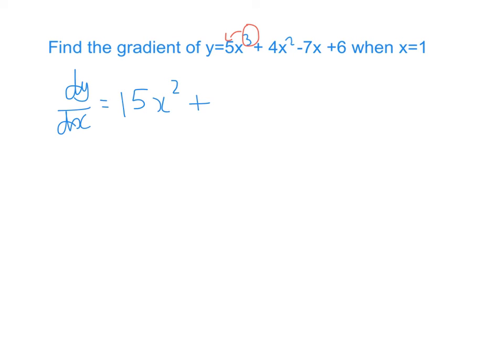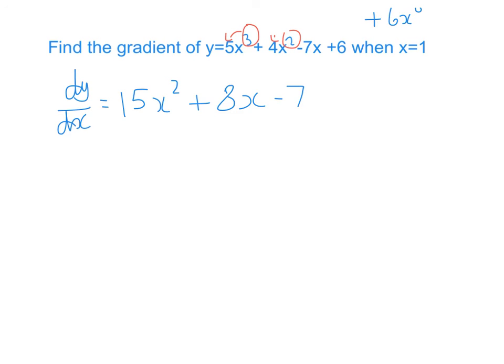Look at the next power. The next power is a 2. We bring it down and multiply by the coefficient. 2 times 4 is 8, so that's 8x minus 7 because 1 times 7 is 7. And then here we've got a plus 6. Now plus 6 is the same as plus 6x to the power 0. 0 times 6 is 0, so whenever you've just got a number on its own like that, it just disappears. We don't need to do anything with it because we're effectively multiplying by 0. So the differential, dy dx, is 15x squared plus 8x minus 7.